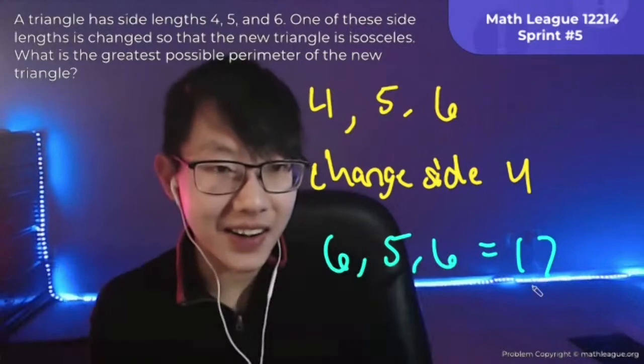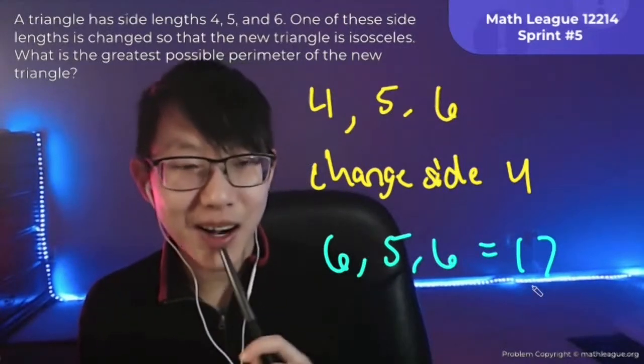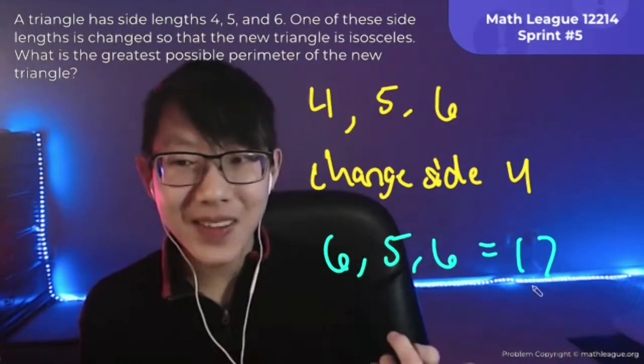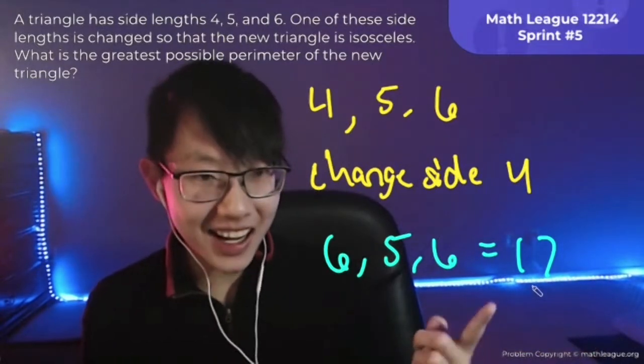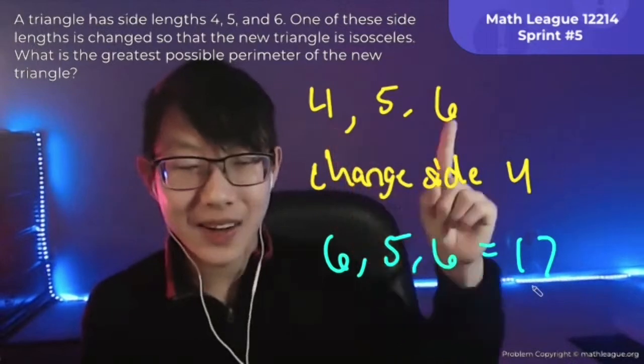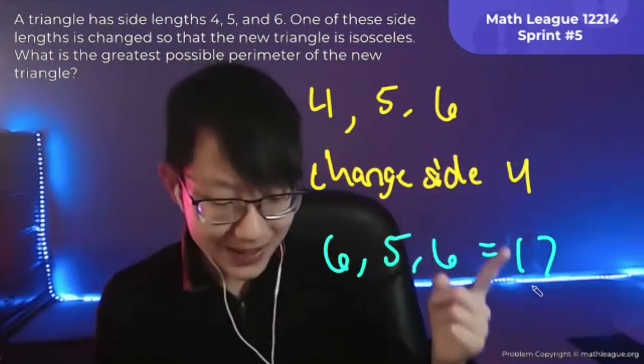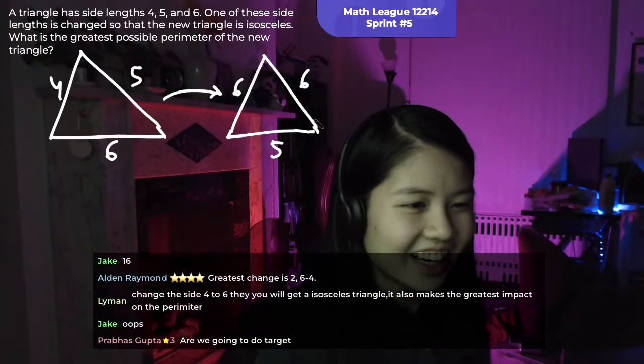And I'm trying to think right now, is there a better way to do this? Can I get higher than 17 in any way, shape, or form? I don't think so, right? Because we already took the smallest side. If we took 6, for example, we'd have to decrease the length. Which means, yeah, I think this makes sense. Okay, let's see what you guys are saying in chat.